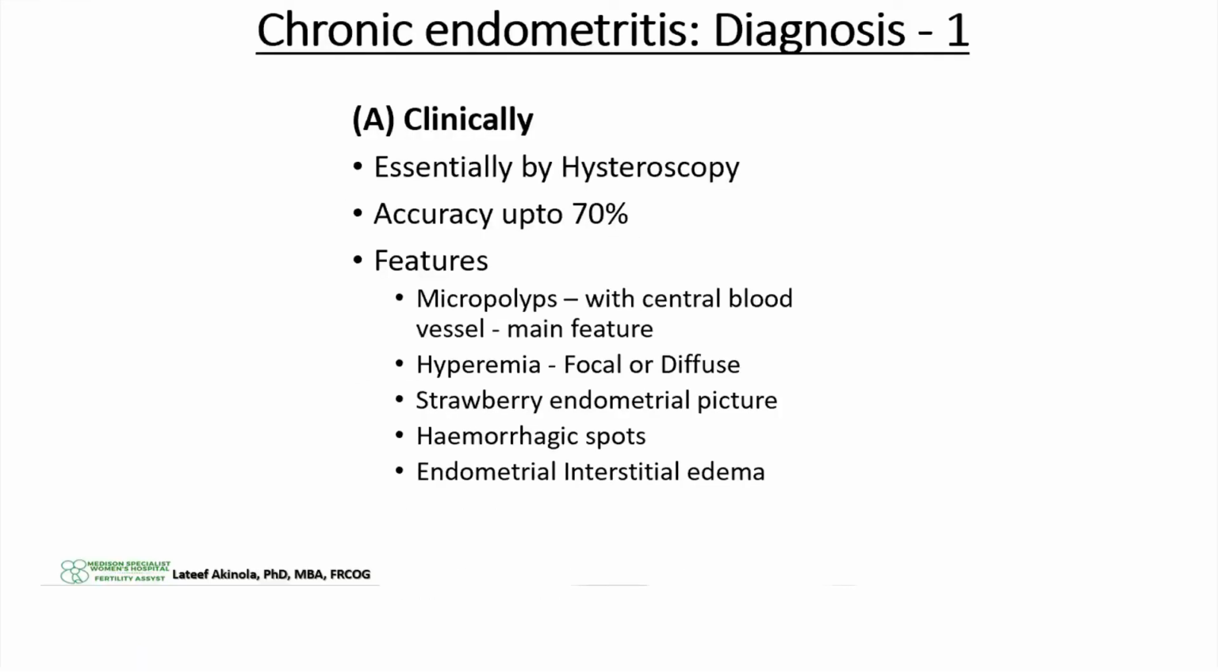Diagnosis of chronic endometritis could be clinical and/or histological. Clinical diagnosis of chronic endometritis is essentially by hysteroscopy, and accuracy here could be up to 70%. Features seen on hysteroscopy include micropolyps, which are the main features, hyperemia, which will be focal or diffuse, strawberry endometrial picture, hemorrhagic spots, and endometrial interstitial edema.